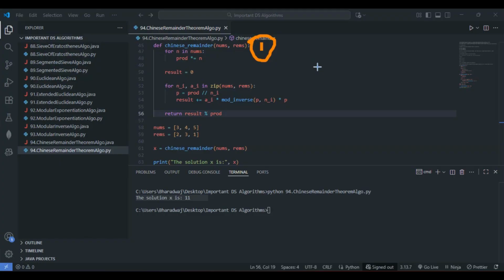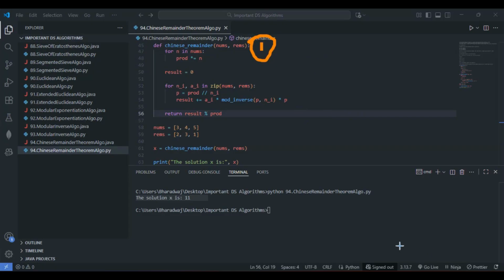Chinese remainder theorem finds a unique number that satisfies multiple modular equations when moduli are co-prime. When moduli are co-prime. So this is very important. Yeah. So this is fine.